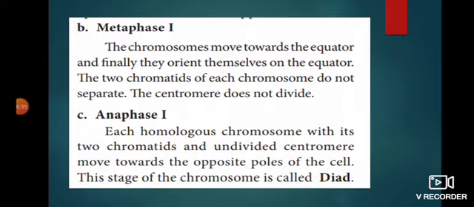Then the third phase is anaphase 1. Each homologous chromosome with its two chromatids or undivided centromere moves towards the opposite poles of the cell. This stage of chromosome is called dyad.